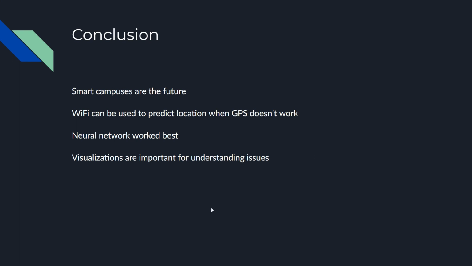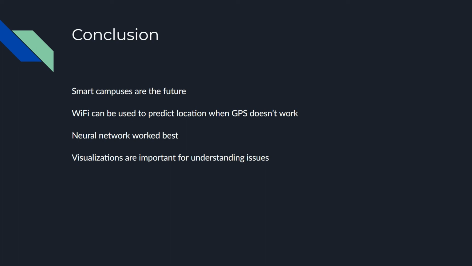So in conclusion, smart campuses are the future. We're going to see a much more connected campus with much more use of Internet of Things concepts and smartphone applications to try and keep track of important school activities. Now the trouble is, the GPS does not always work, but in those situations, Wi-Fi is very promising for predicting a location on campus.